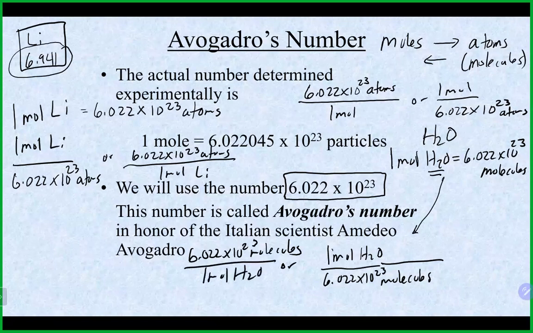So, if you're doing something that's a compound, a molecule, you typically would use Avogadro's number with the molecule sort of units. If you're doing just an element from the periodic table by itself, you would use atoms as the unit that goes with Avogadro's number. Any questions on that?